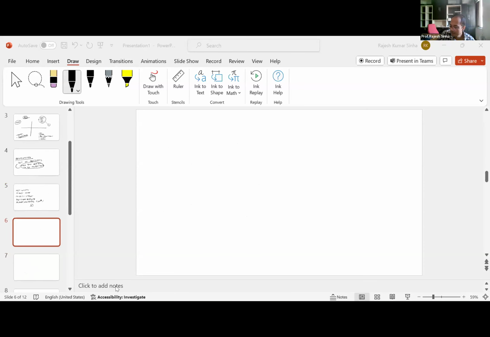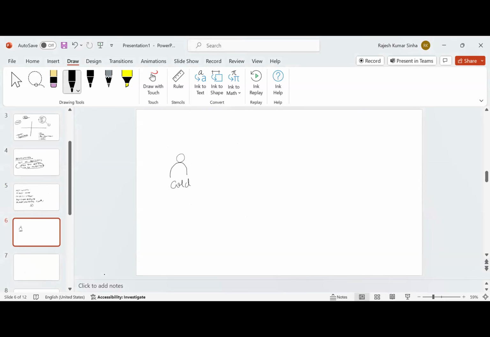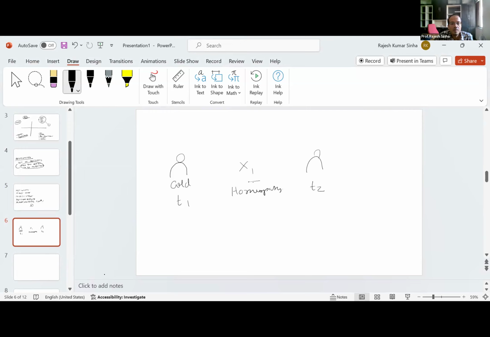Where is my PPT? I'm not going to use this jargon, experimental group and control group, again, but understanding is important, isn't it? Suppose there is a person. He is suffering from cold and cough. This is my time 1. At time 2, this person is there, and an intervention is given to him, which is homeopathy medicine.